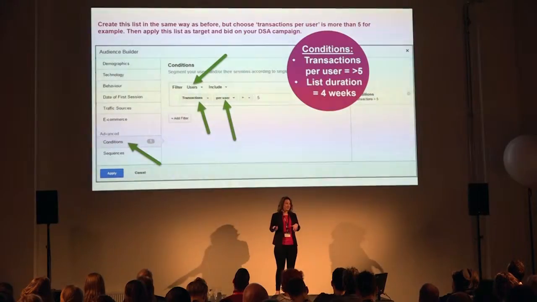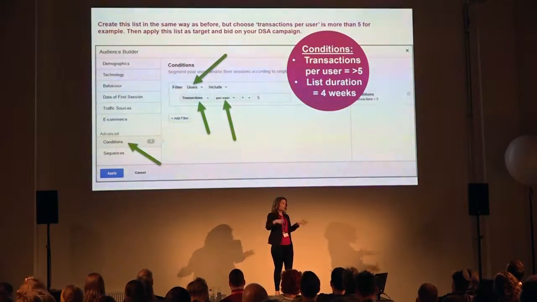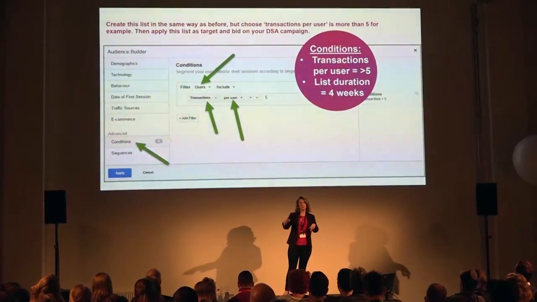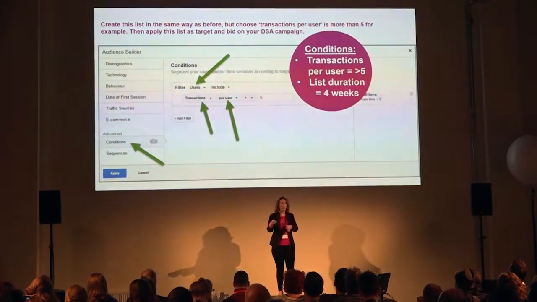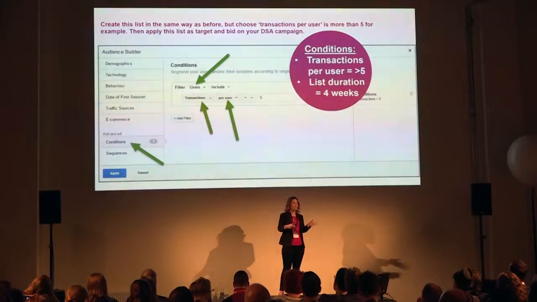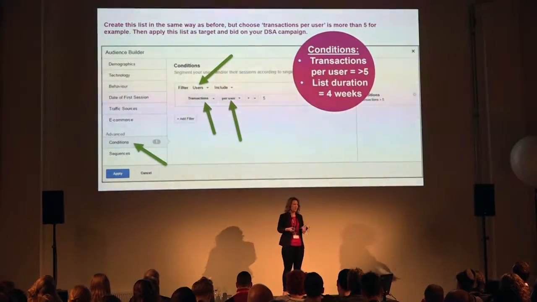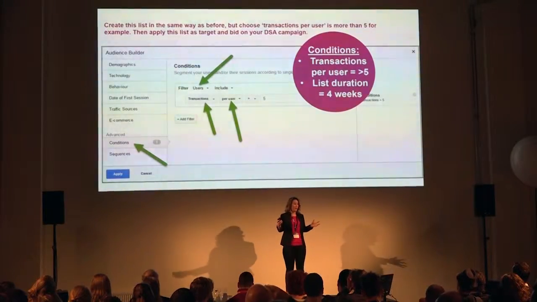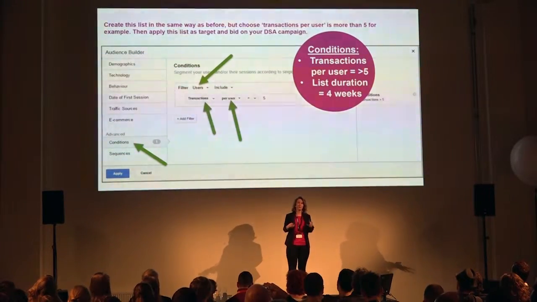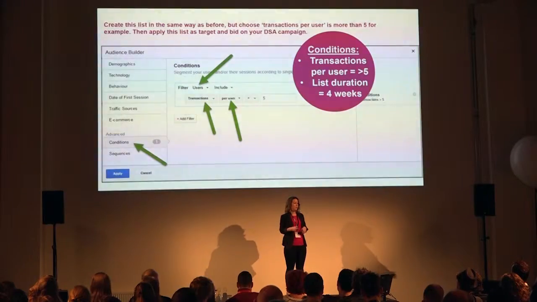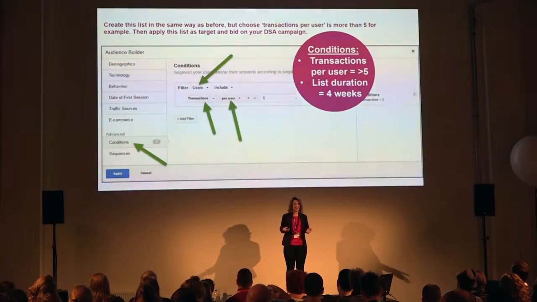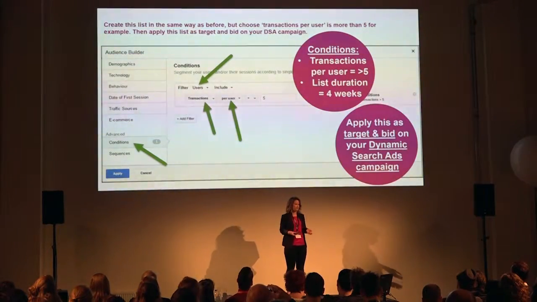So you'd create this in the same way as before, under audiences, exactly the same process, but you just say transactions per user is more than 5, for example, or whatever you consider to be a high number of transactions for your average user. And obviously you need to set your list duration considering in what space of time you want the user to have had these transactions. So perhaps 5 transactions in 4 weeks makes them a regular customer to you, or perhaps it's 5 transactions in 10 days. It depends how specific you need to go.